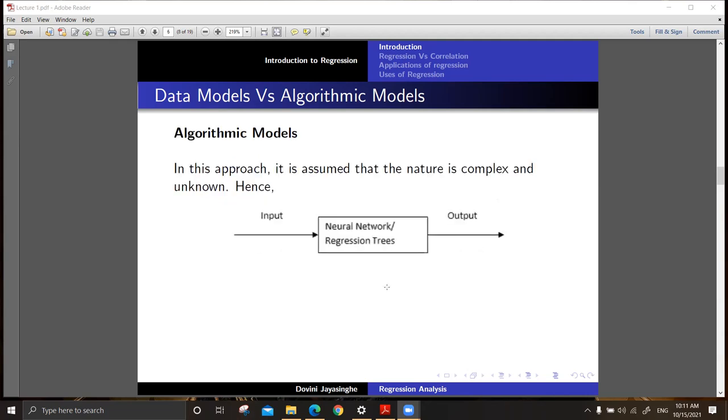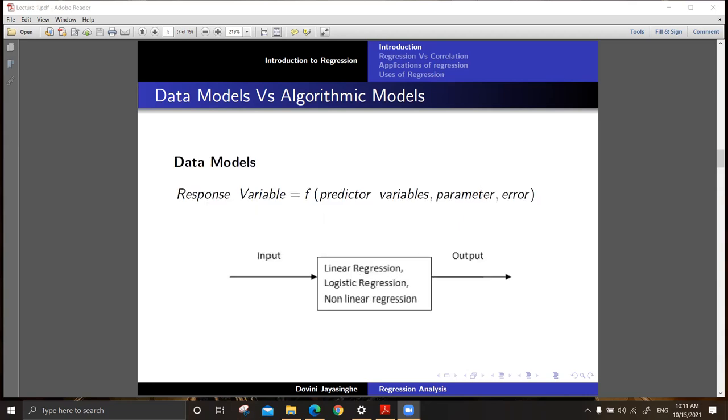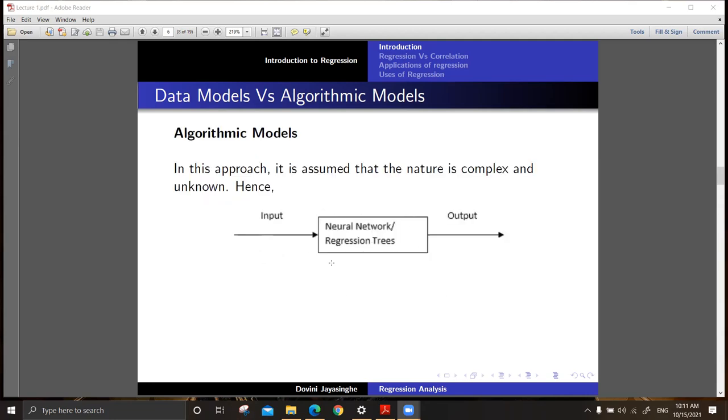Algorithmic models are going more for the data science side. In this approach, it is assumed that the nature is complex and unknown. So here the nature is known. We collect data and we know the output. Depending on the data and output, we give the model. But when it comes to these, we don't know those. We don't know the algorithm sometimes.